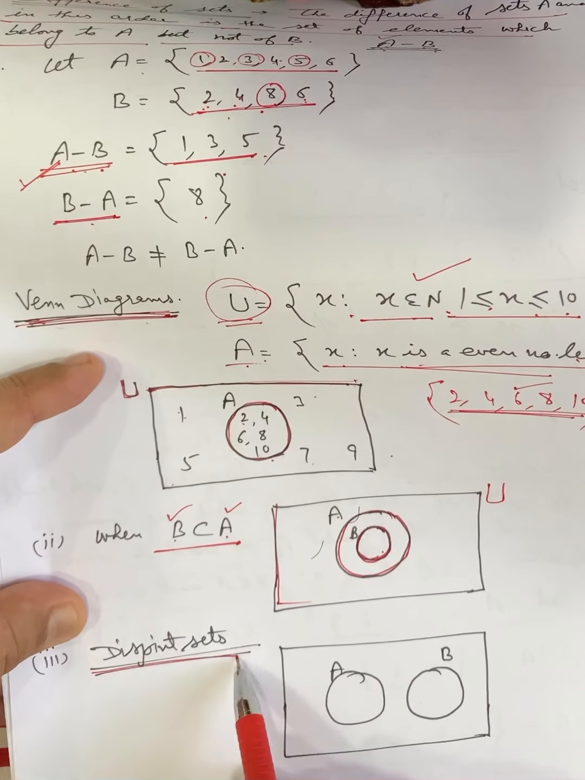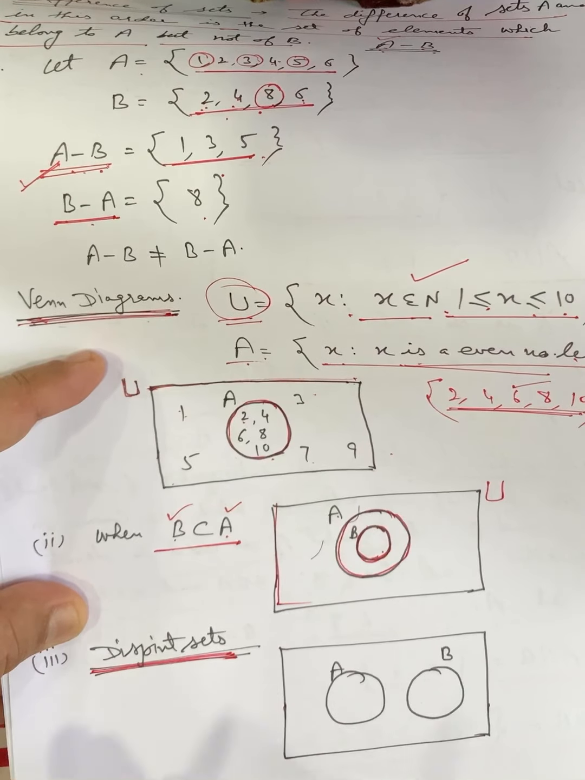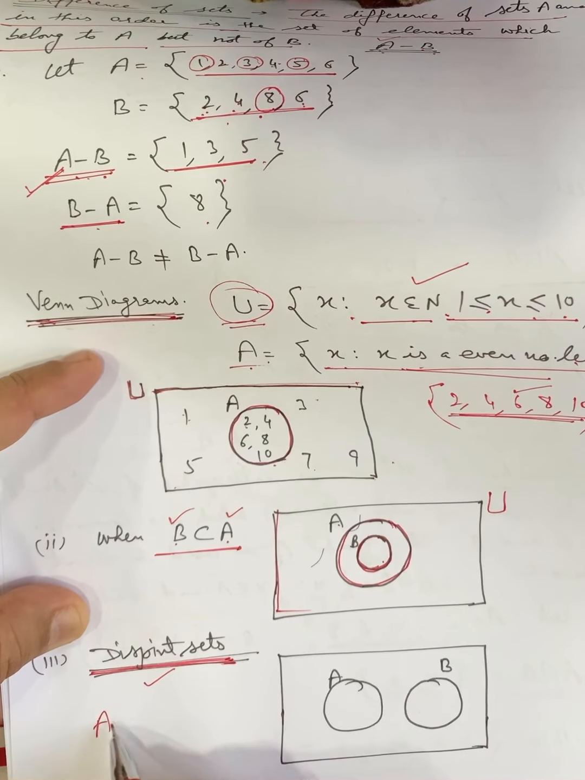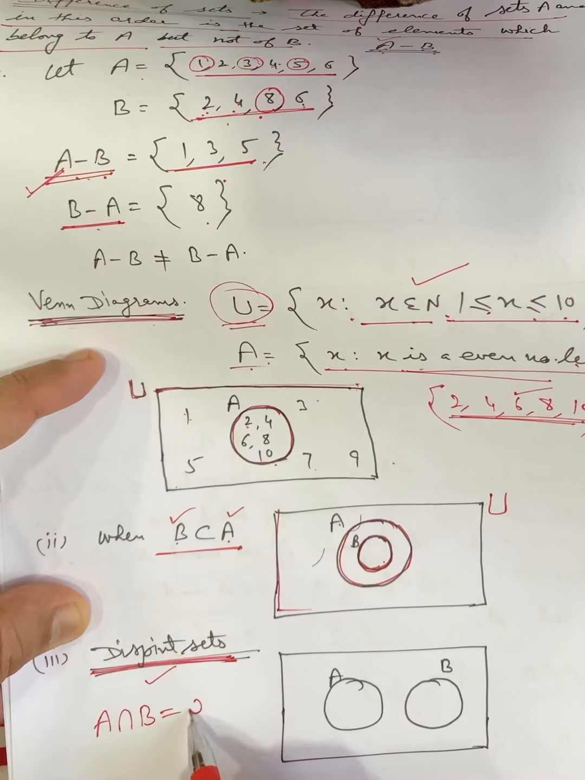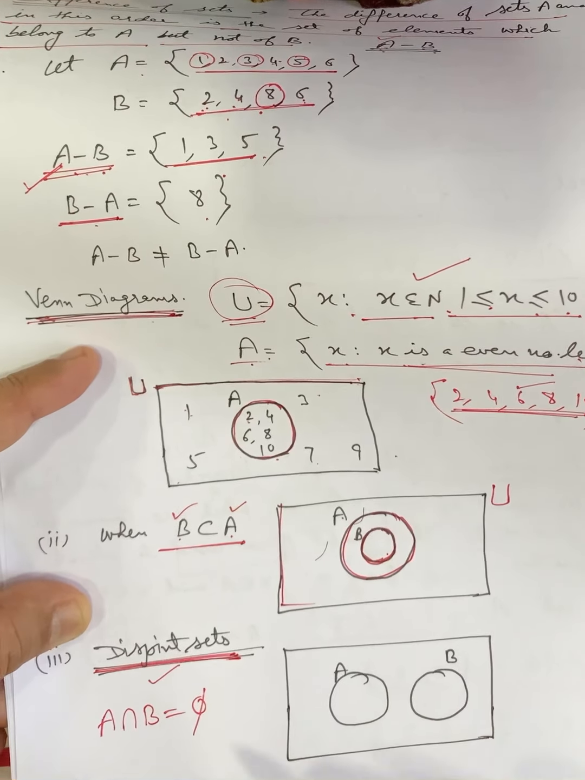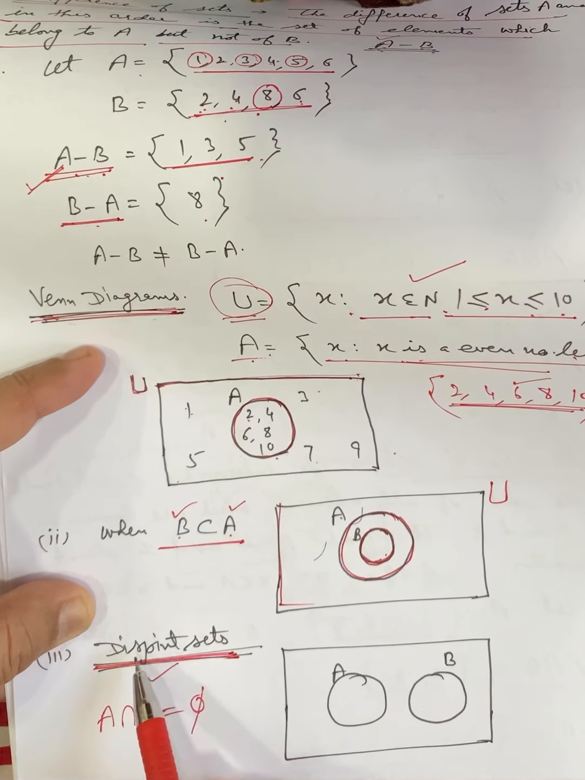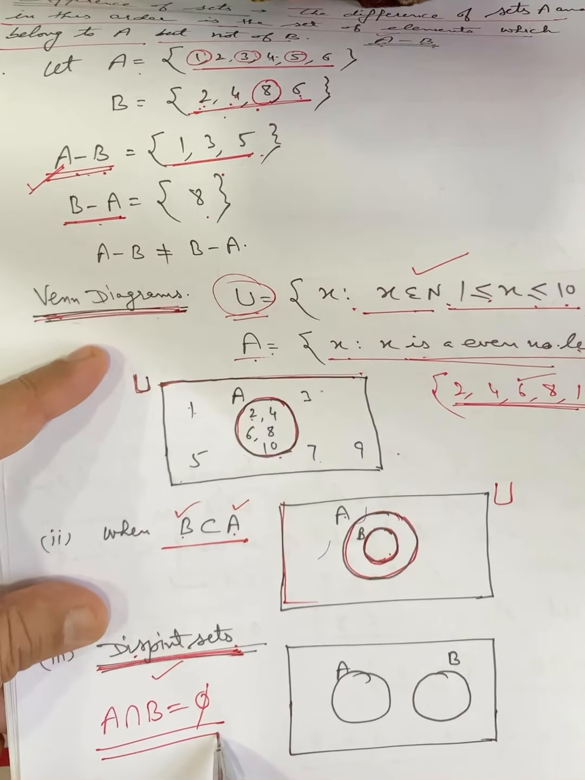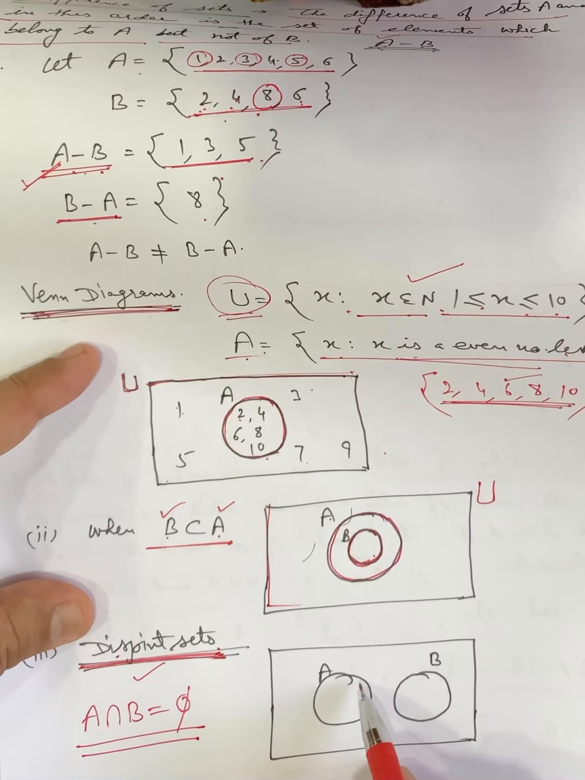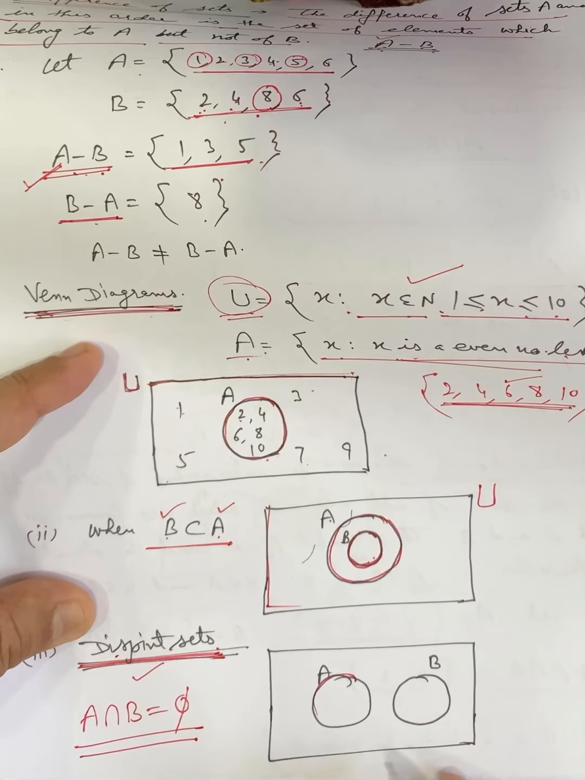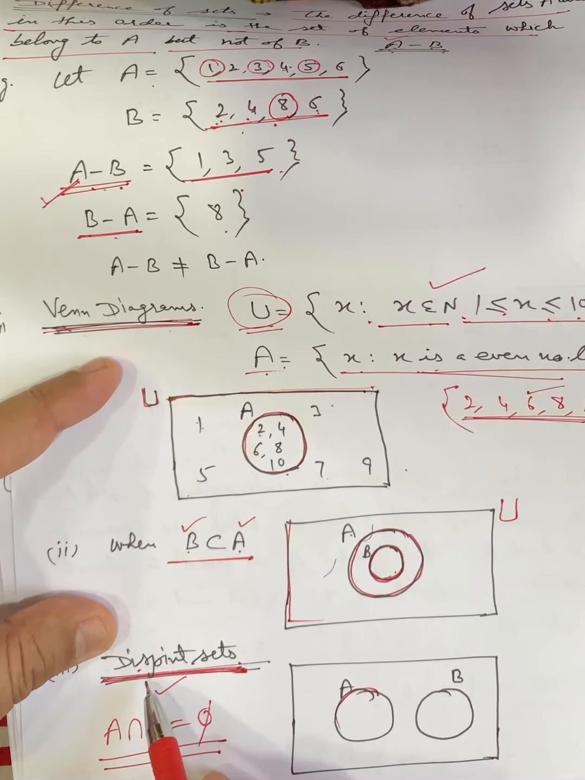Similarly, disjoint. Name से clear है. Disjoint. When there will be no joint. If there will be no joint, then in such cases the intersection will always be empty. कॉमन कोई एलिमेंट नहीं होगा दोनों सेट्स में. दो सेट्स which have no common element, they are called disjoint sets. A intersection B will always be empty. So how do we represent these two sets? We represent these two sets with separate circles in a rectangle, that represents the disjoint sets.